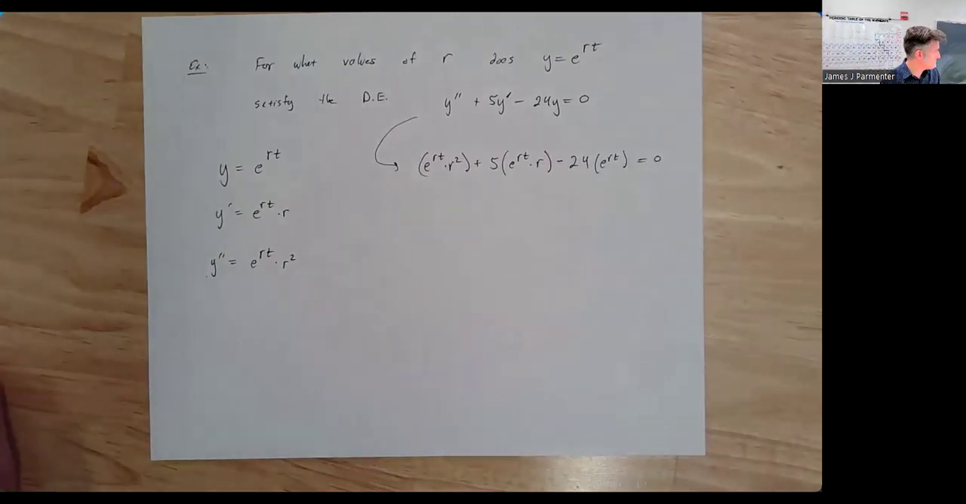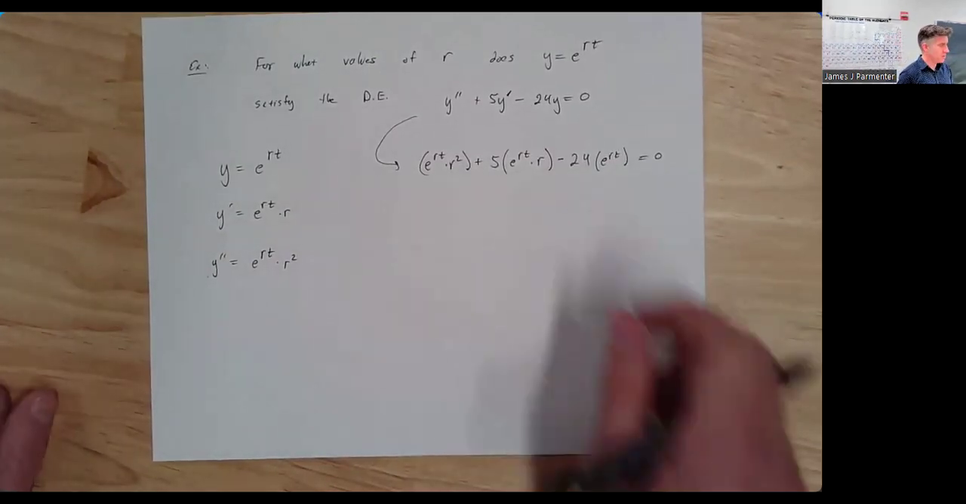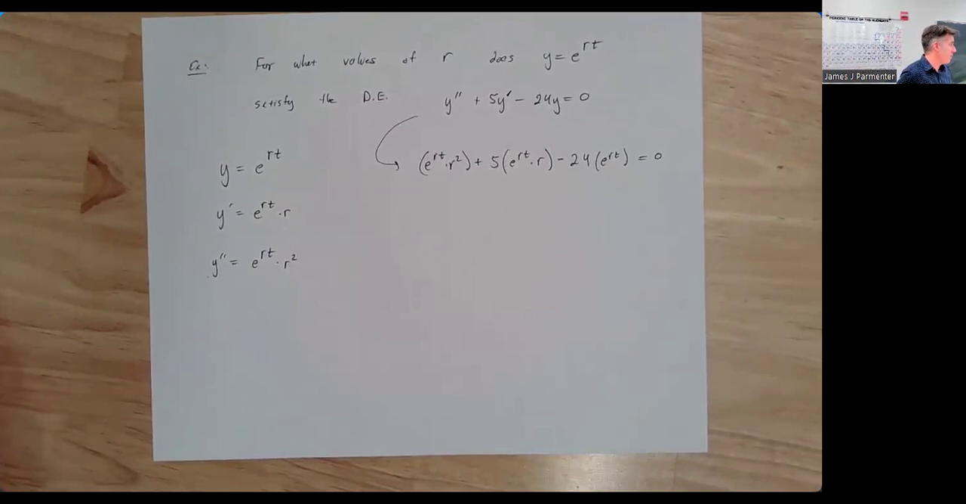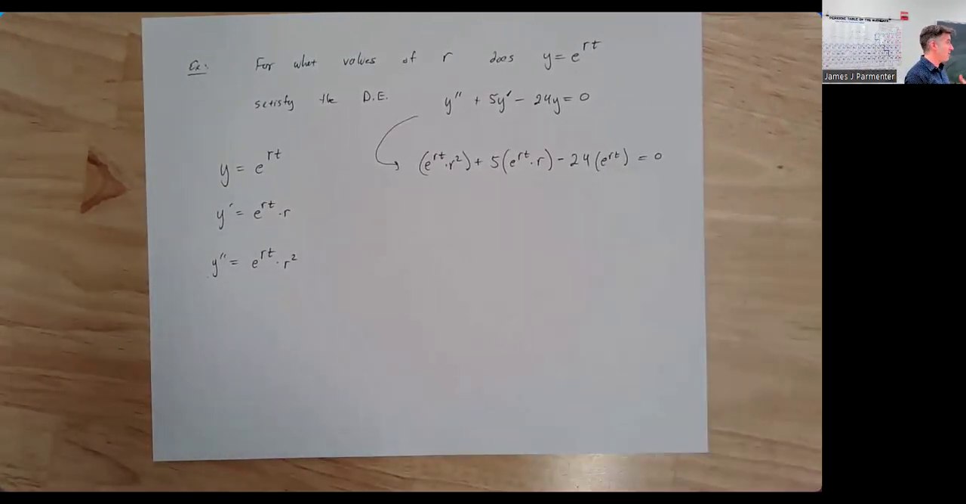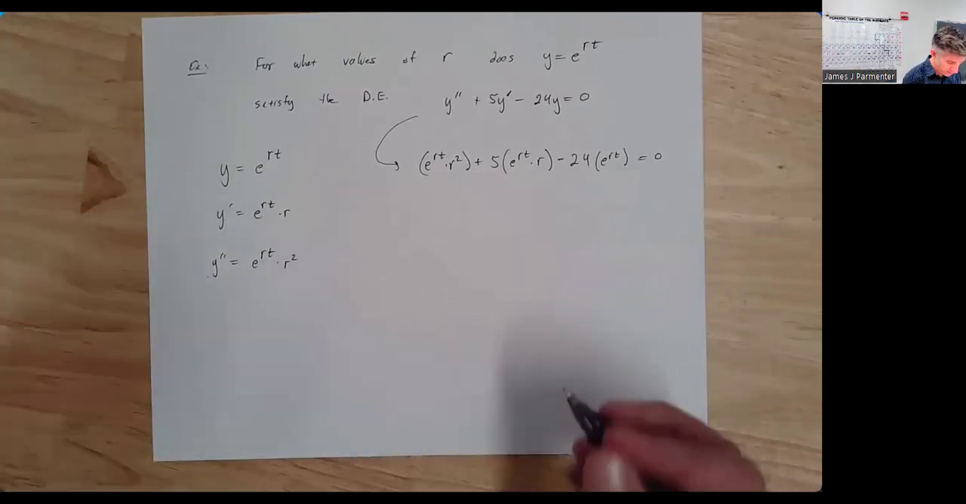Now looking at this, each of these three terms have something in common we could factor out. They all have an e to the rt. And I'm trying to solve an equation equal to 0. Typically, our method of attack is to factor out as much as you can. So I'm going to factor out e to the rt.